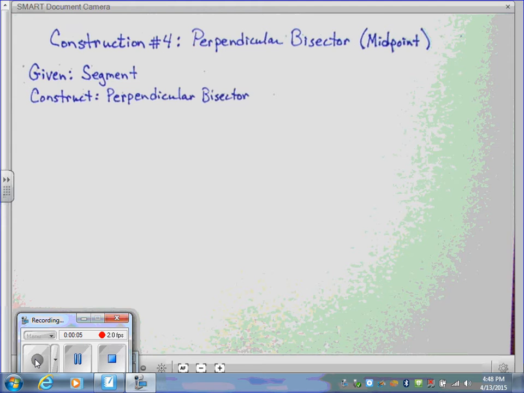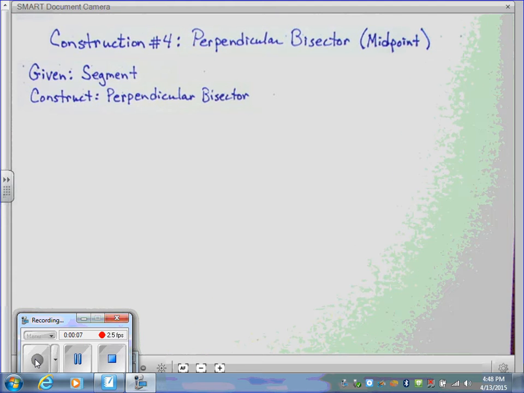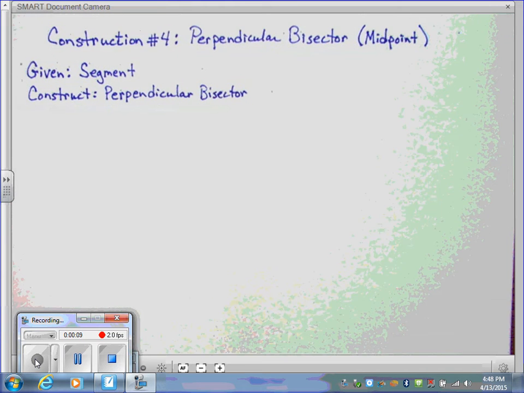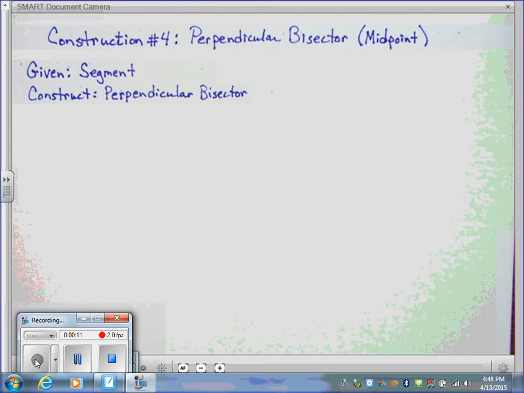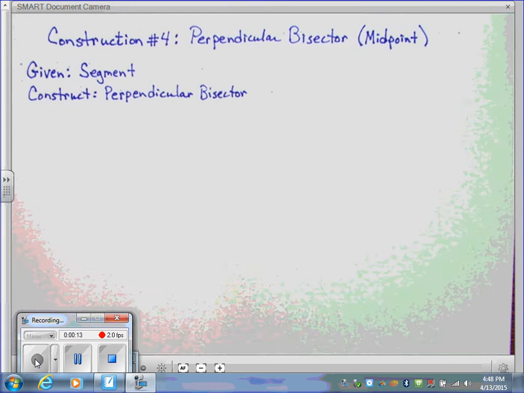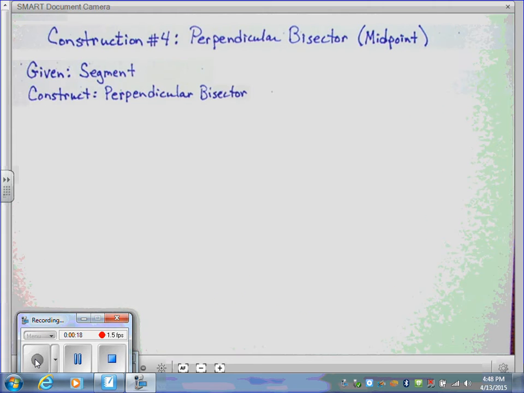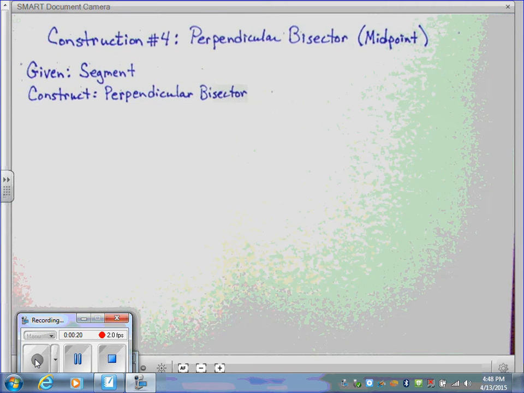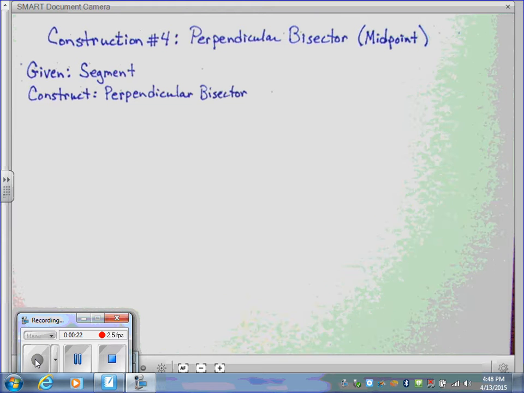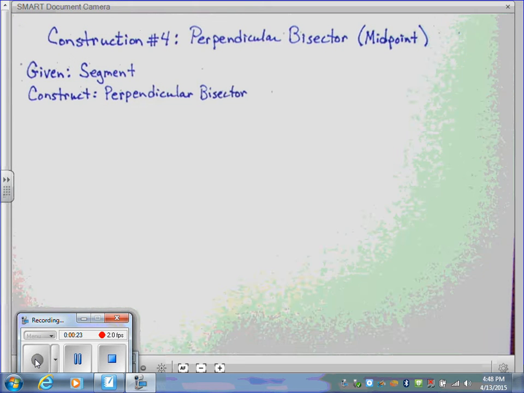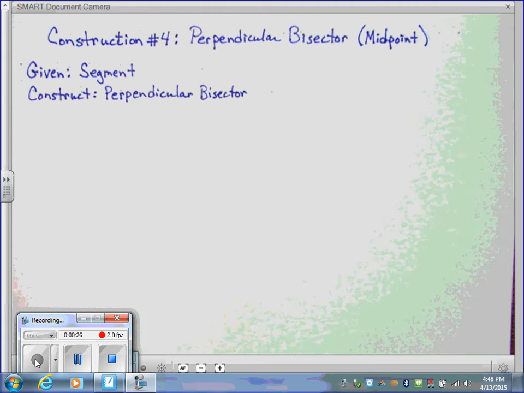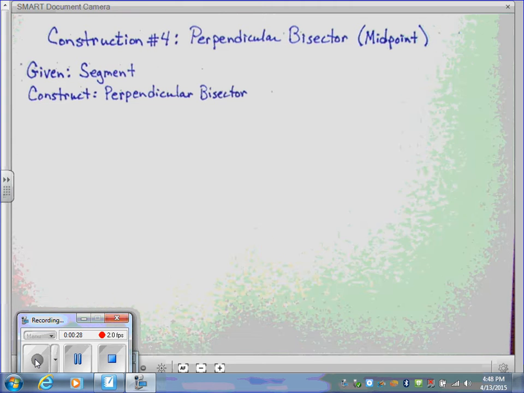All right, construction number 4, a perpendicular bisector. It's a perpendicular bisector of a segment, and it also helps us construct a midpoint. So it can be two different names. It could be construct a midpoint or construct the perpendicular bisector. You're going to use the same steps either way.